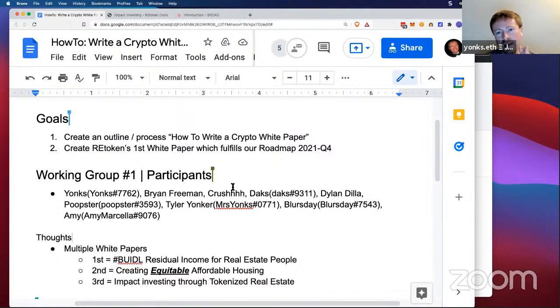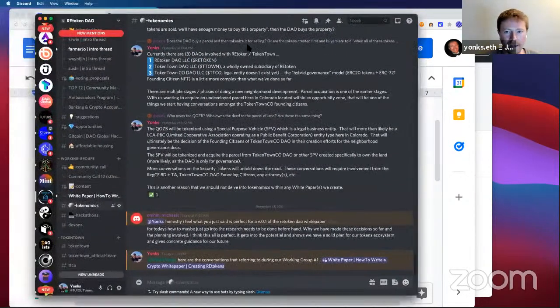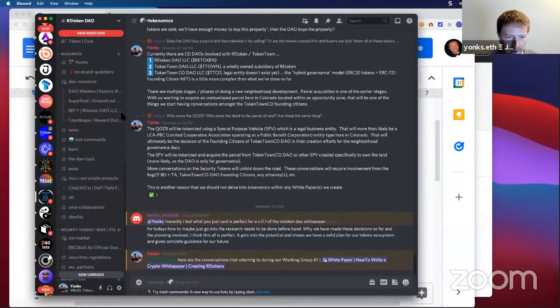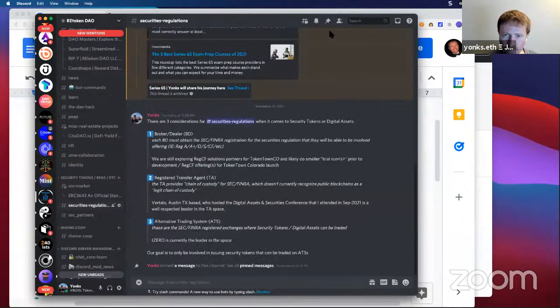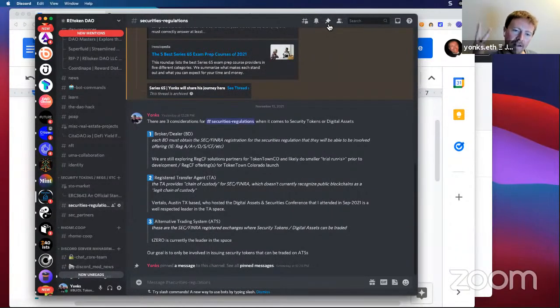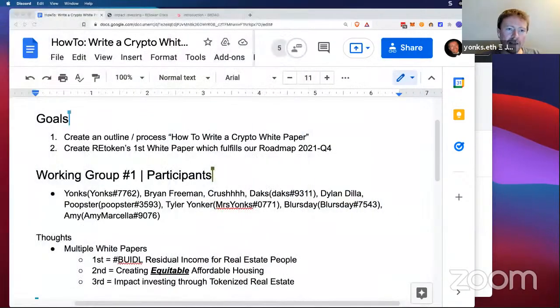Okay. The important consideration is that the SEC and FINRA don't recognize the public blockchain, the distributed ledger, as a true chain of custody. And that's where the registered transfer agent comes into play. I pinned this in both the tokenomics channel and the securities regulations channel. So that's the three considerations there. I'm not going to go into details, but the registered transfer agent is the one that provides the chain of custody. So those are conversations that we will be having with the potential partners.